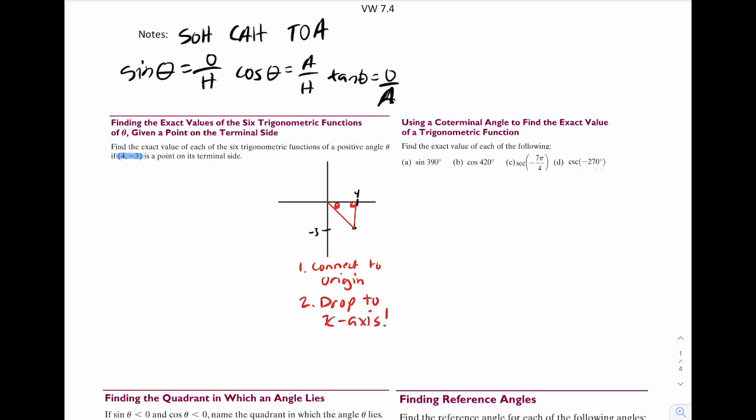I cannot emphasize this enough. A lot of people get this wrong because they go to the y-axis. The reason we always go to the x-axis is because the whole angle system is based off the idea that 0 degrees is right here on the x-axis. So because of that, everything is based off the x-axis.